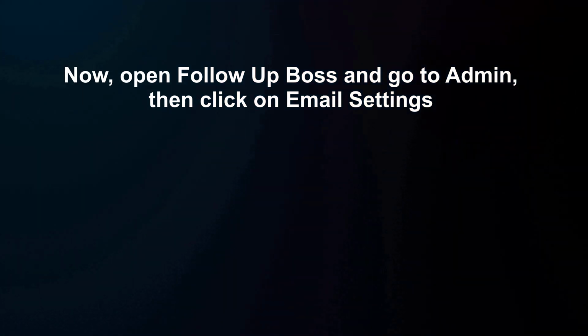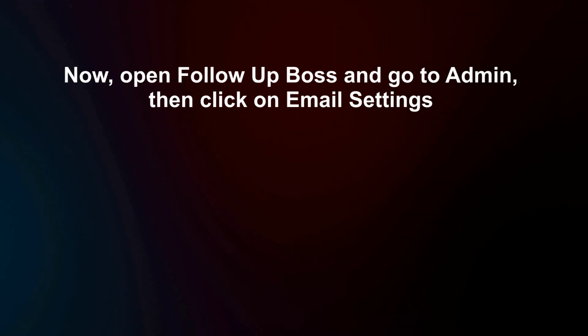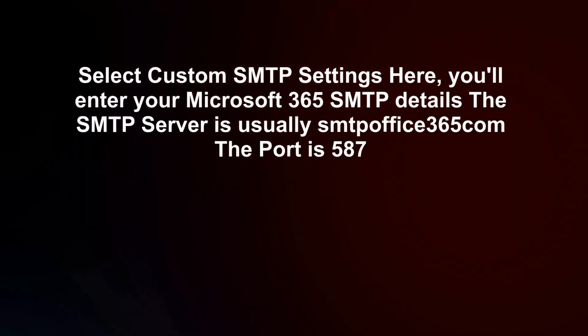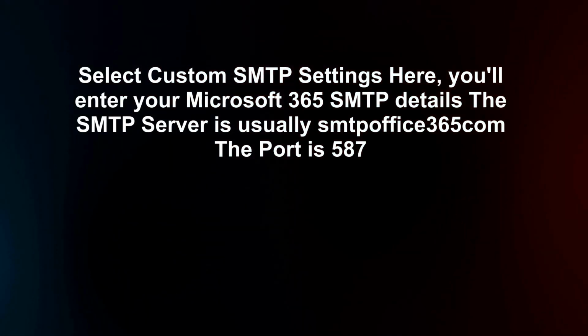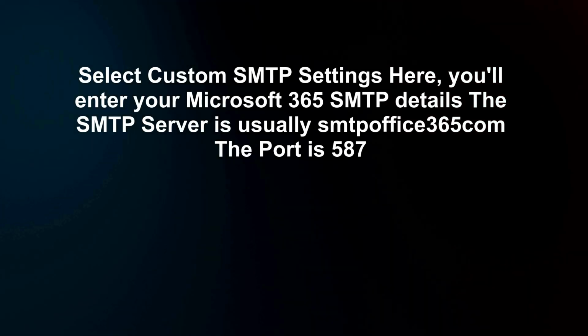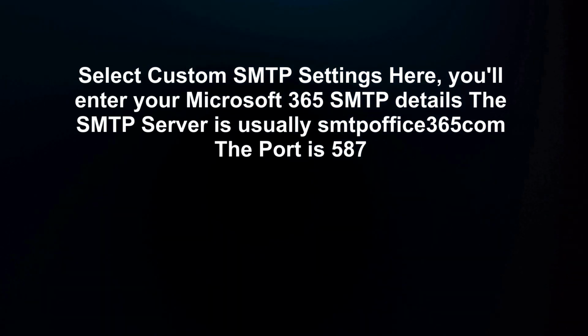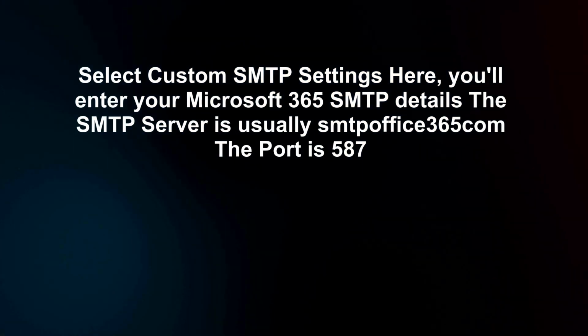Now, open Follow Up Boss and go to Admin. Then click on Email Settings. Select Custom SMTP Settings here. You'll enter your Microsoft 365 SMTP details. The SMTP server is usually Office 365.